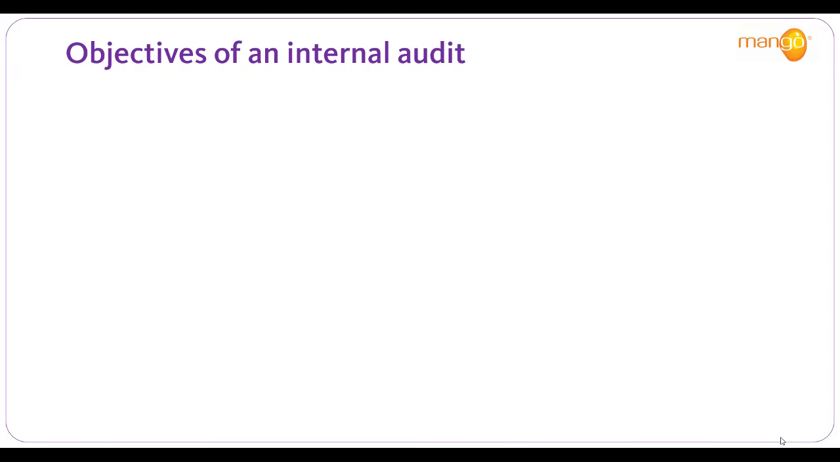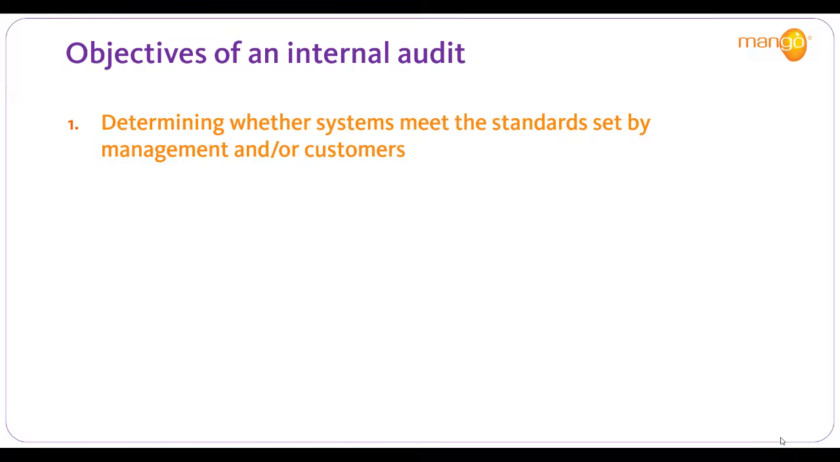So let's start off with the objectives of conducting an internal audit. The first one really is to determine whether your systems actually meet the standards set by your management team or by your customers. So these standards could be ISO standards, these could be customer requirement standards, these could be standards that you've set in your own organisation, that means that you're operating in a safe or secure way, not polluting the environment, or your staff are safe.